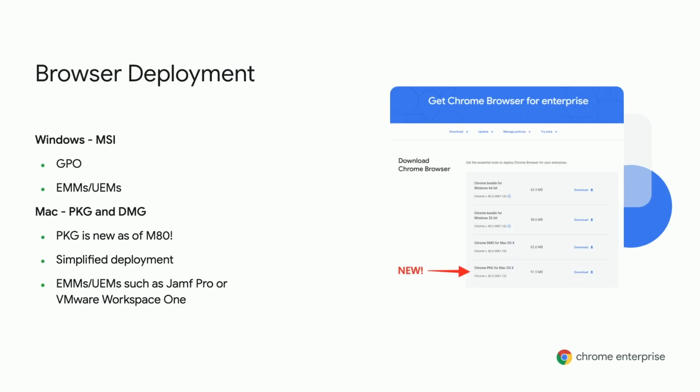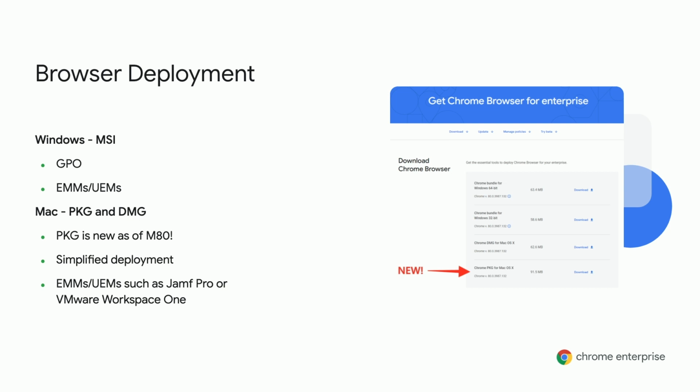So first, how do you deploy Chrome into your network? We offer a Windows MSI package, which you can deploy through GPO or your favorite UEM or EMM tool of choice, such as Workspace ONE, GPO, SCCM, or any other tool that you might have. For Mac, we offer a PKG and a DMG.